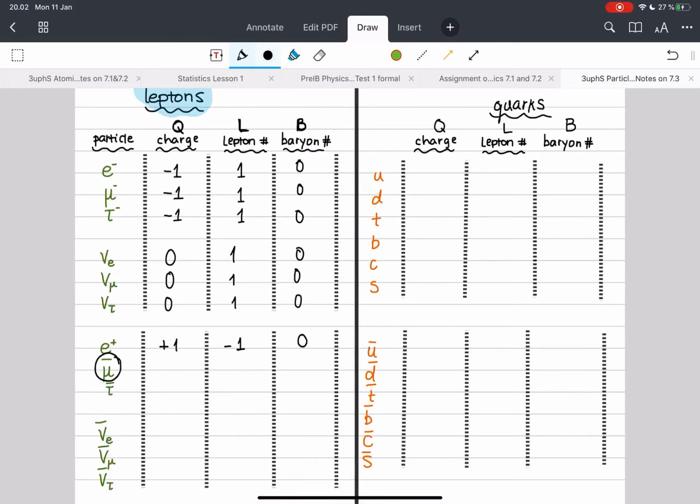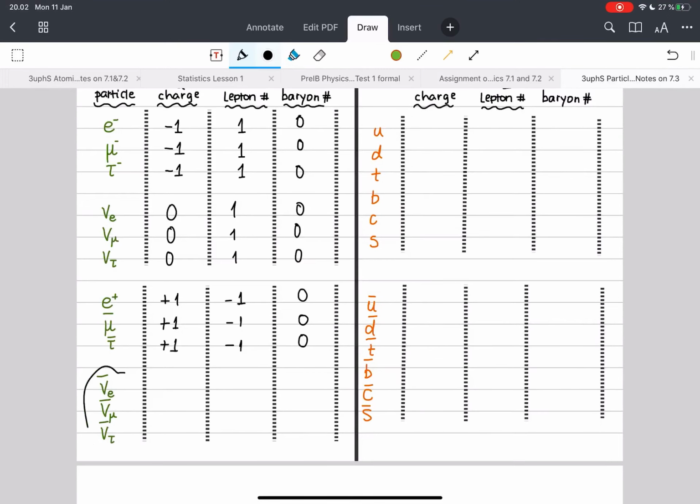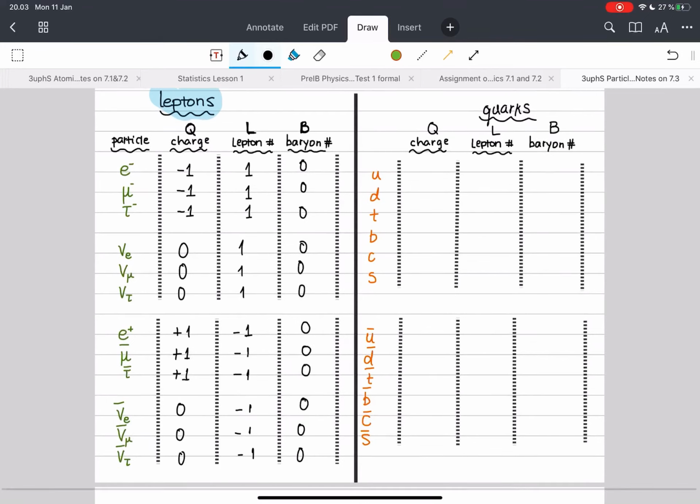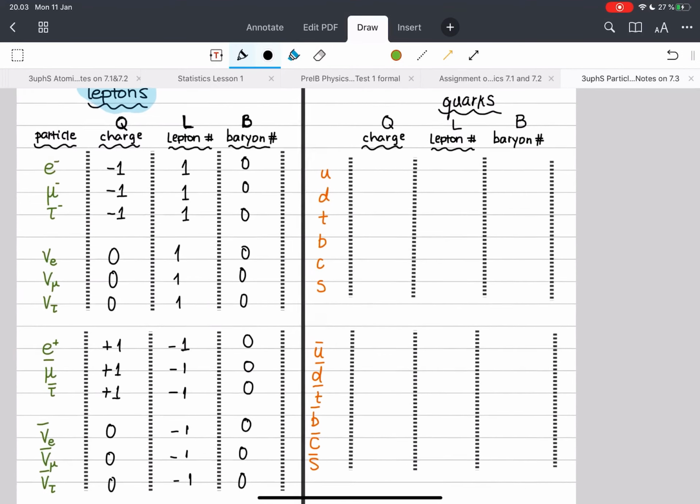The same with the anti-muon and anti-tau. Those are the antiparticles, and we like to notate them with a bar on top of them, this way. So you expect that those will also have +1 of charge and a lepton number of -1. Now, neutrinos have their antineutrinos as well, and they have 0 charge, but -1 lepton number and 0 baryon number. We completed now the family of leptons. Congratulations. Let's go and look into the quarks.